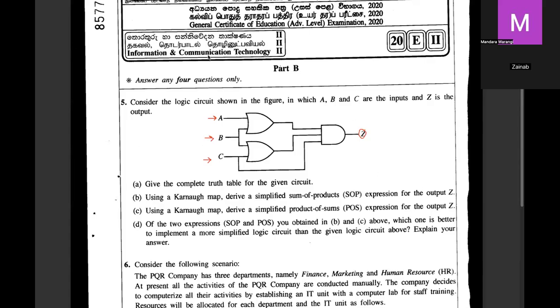There are three inputs and one single output, right? So how can we draw the truth table? If there are three inputs, we know 2 to the power 3 number of input combinations could be classified, which is 8. So you can get input combinations, right?